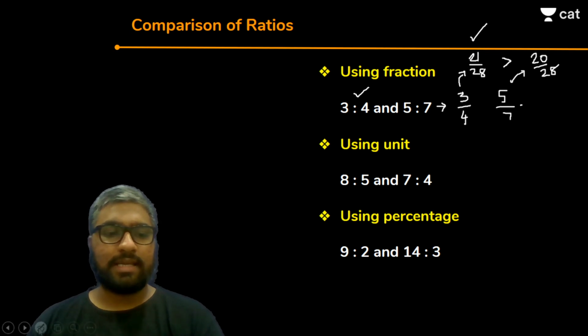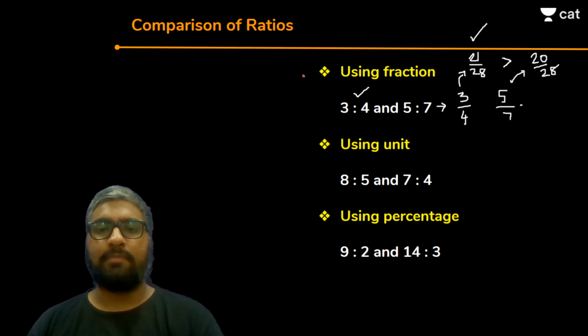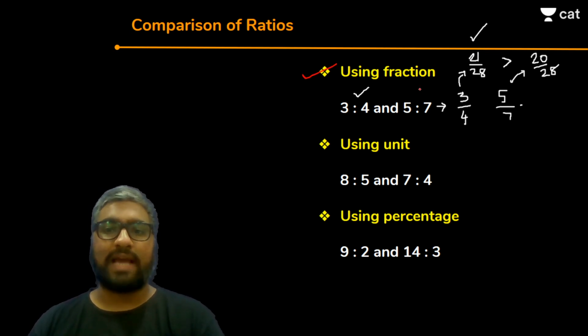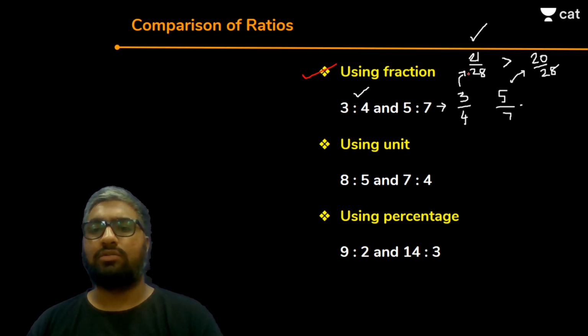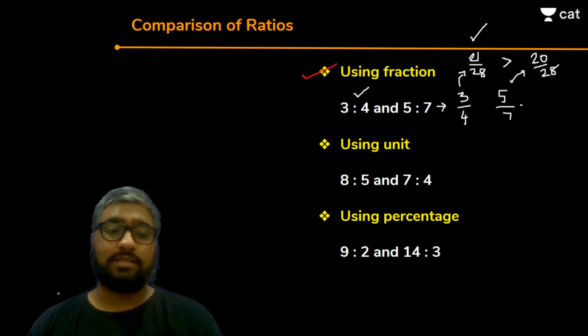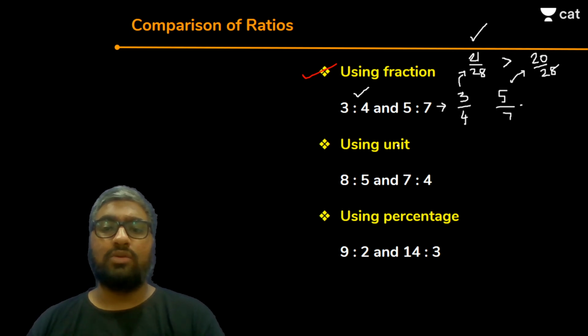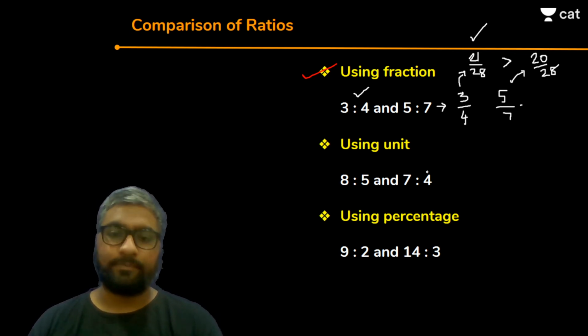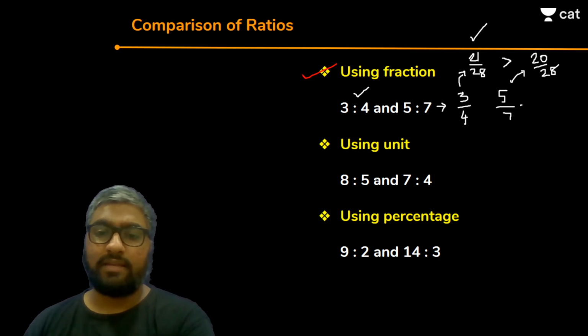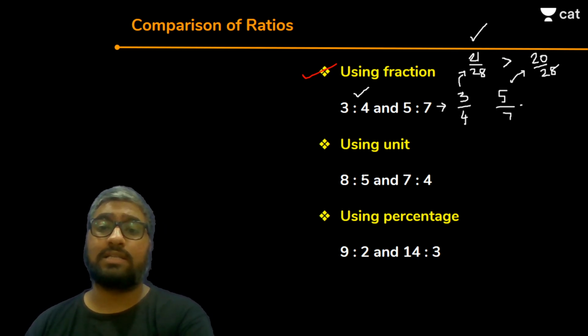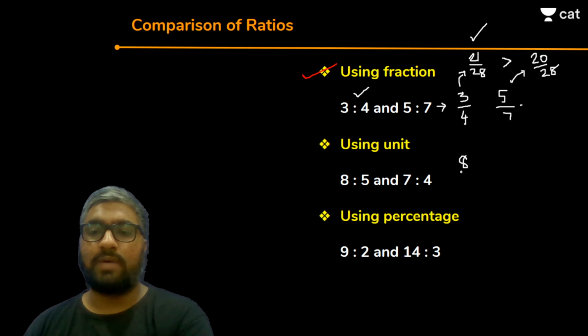Okay, so this is comparing two ratios with the help of fractions. You use fractions, you don't convert them into decimals or anything. Directly deal with ratios. Now, the next thing is using unit. That basically means you convert one of the ratios to 1. So 8 is to 5 can be written as 8 by 5 is to 1, correct?